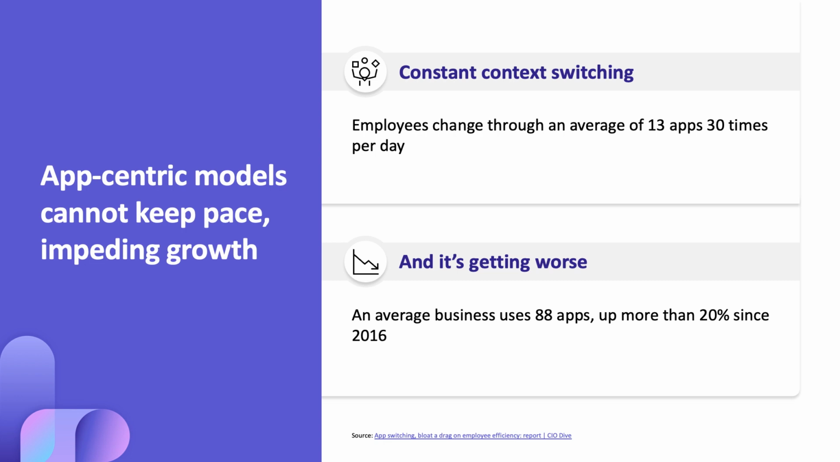We've seen that people, on average, switch between 13 different apps about 30 times a day. And the amount of apps that businesses use is also increasing. We've seen about a 20% increase over the last couple of years where organizations on average are using 88 different apps for their employees. And this isn't working. We need an approach that will help improve communication and collaboration across all different employees.